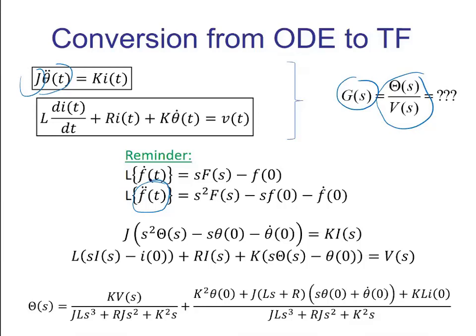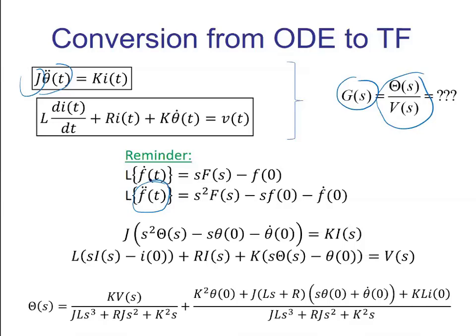Now, the second one is coming from here. It's L times the derivative, and the derivative is just S times the variable, which here is I, minus the initial condition on I at zero, plus R times I, since the transform of I is still I, plus K theta dot. It's exactly the same thing, just with theta of S instead of I. And the transform of the last one is V of S. Okay, so far you just took the Laplace transform of both sides of both of those equations.